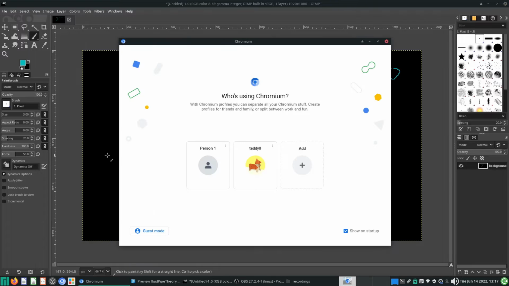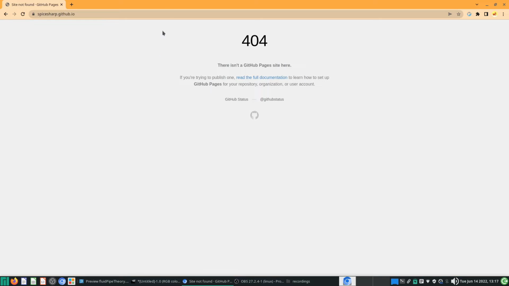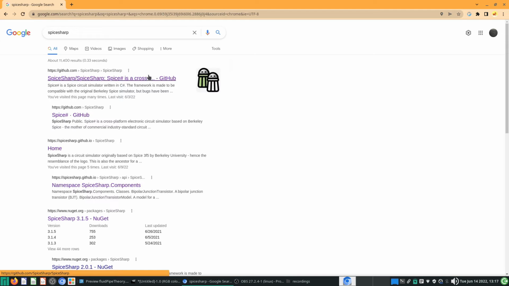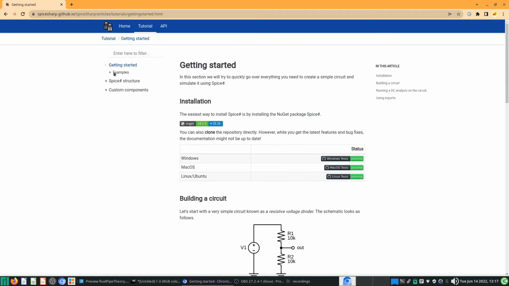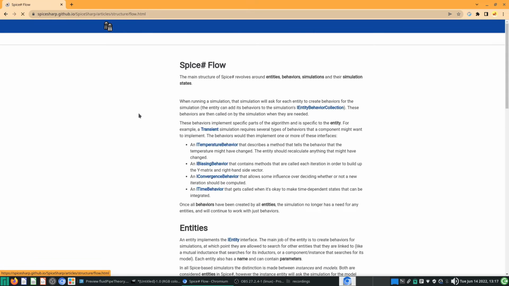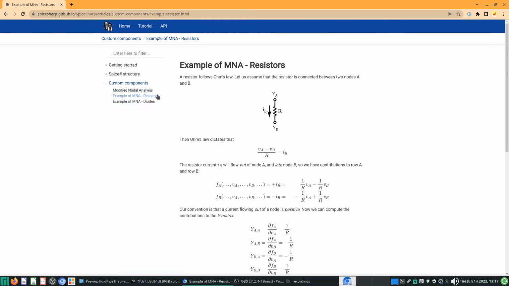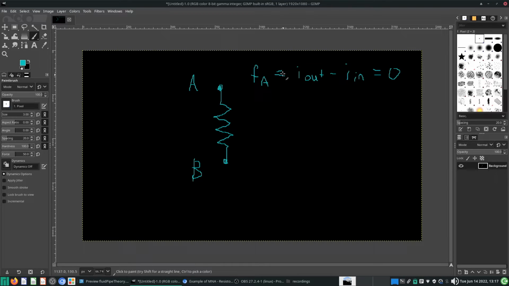So let me open the browser. SpiceSharp, GitHub.io, SpiceSharp. Okay, so let's see. Here we are. Let's go to the tutorial. You should go to modified nodal analysis, or the resistor example here. Okay, so here's where we are. I think we've gone through this many times, so I'm just repeating it slowly to give context.